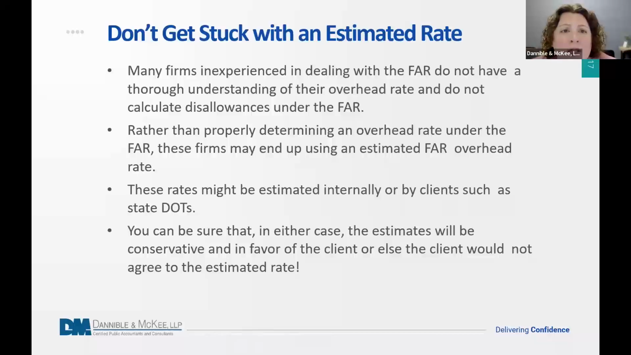If you are getting ready to get into a contract, contact us so we can talk about that process of how maybe we can do a FAR overhead rate before that contract is locked in and get you an accurate rate versus an estimated rate. Typically, those rates are right around 100%. That's what we're seeing as an estimated starting rate.